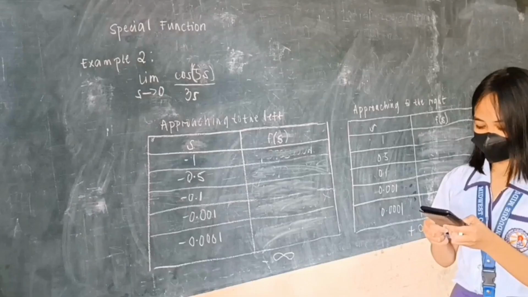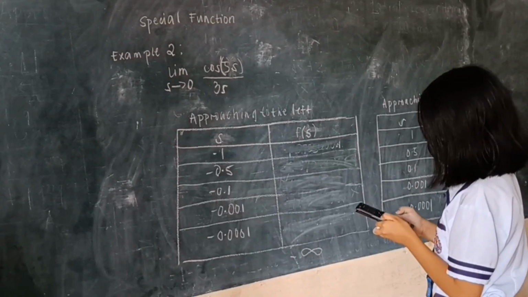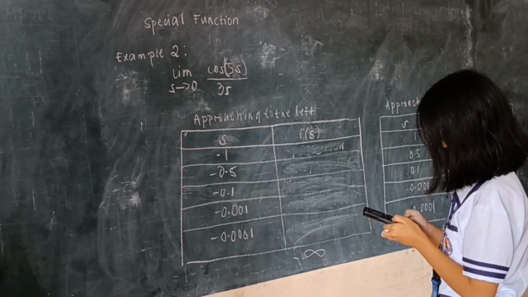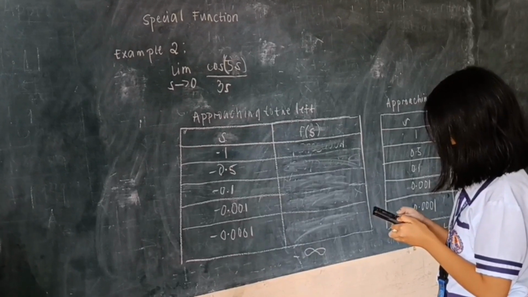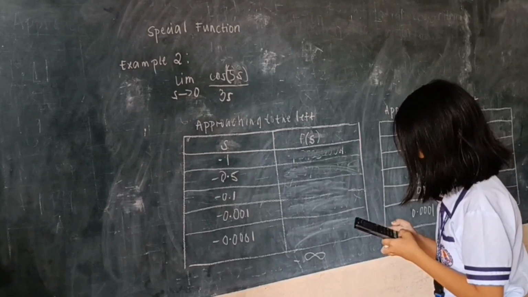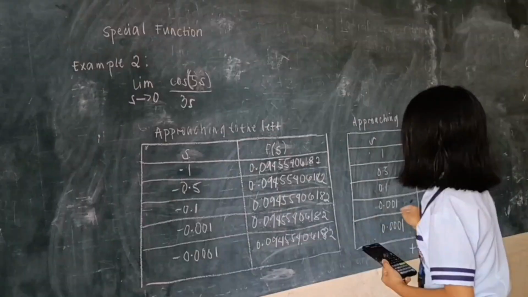For example number 2, we have the limit function as s approaches 0 of cosine times 5s over 3s. Approaching to the left, s is negative 1, negative 0.5, negative 0.1, negative 0.001, and negative 0.0001. For the f of s, 0, 0, 0, 0, and 0.